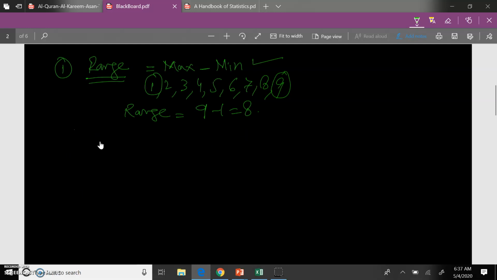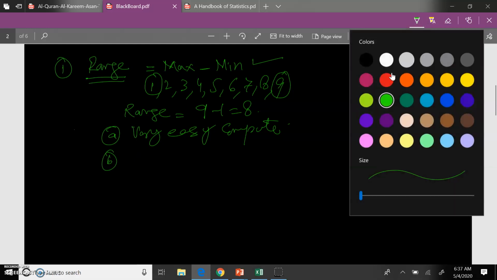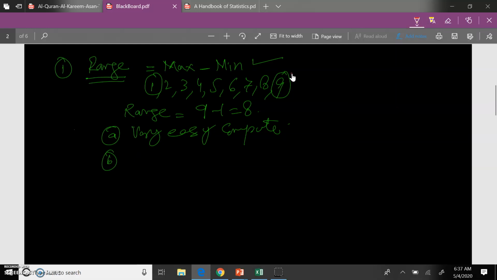There is something good about range, and there is something bad about range. What is good about range is that it's very easy to compute, just a subtraction problem. But what is bad about range? When we compute a range, only the maximum value and the minimum value take part in the computation; the rest of the data values are doing nothing here.